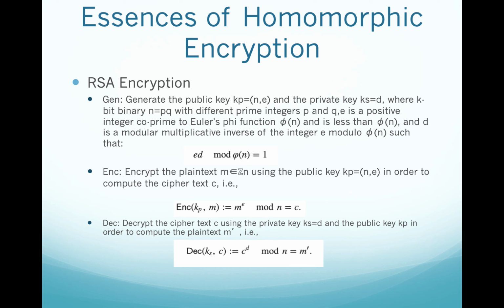And then so we have our encryption. We're going to encrypt the plaintext where mu exists in Zn, and we're going to be using the public key KP, which is equal to N, e. And in order to compute that ciphertext C, we need to do mod n. So it'll be m to the e mod n, which will equal C. Then we can do our decryption as well. The decryption is going to be using the private key and the public key in order to compute the plaintext m prime. So we're going to get C to the d mod n, and then that's going to equal our m prime.